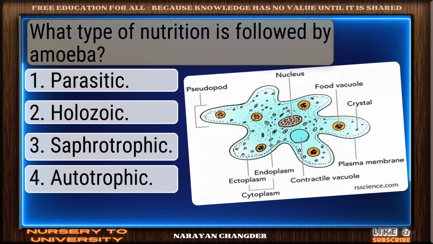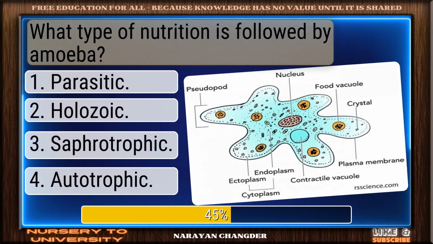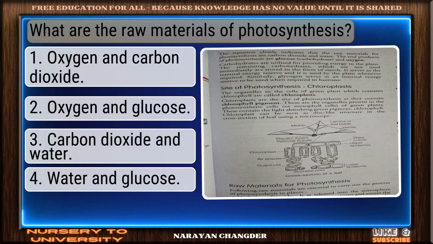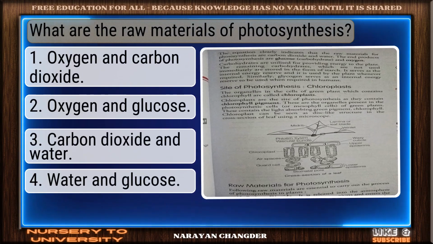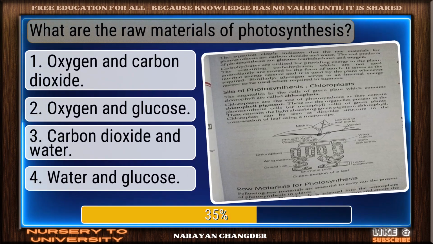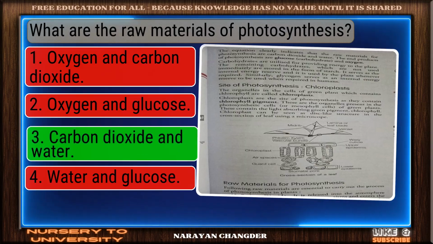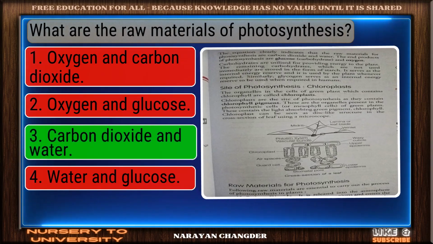What type of nutrition is followed by amoeba? Good thinking. Holozoic is right. What are the raw materials of photosynthesis? Correct response. Carbon dioxide and water is accurate.